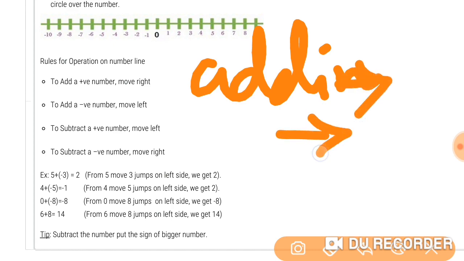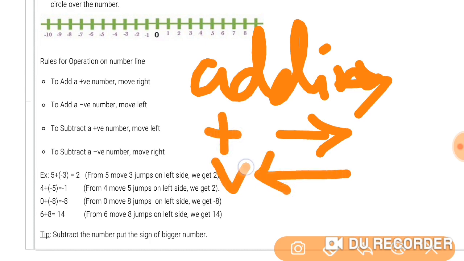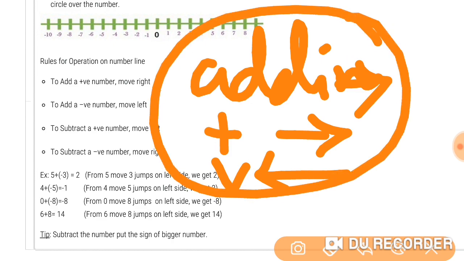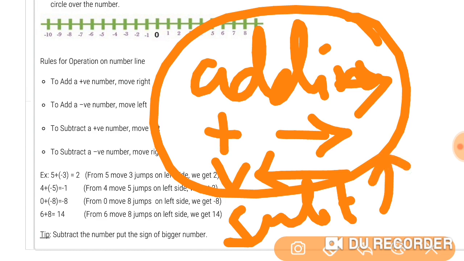So positive numbers go to the right side and negative numbers come to the left side. It is the adding process. If it is subtracting, it is the reverse of adding.